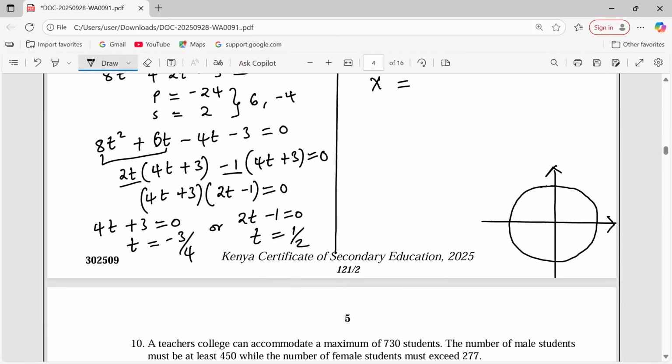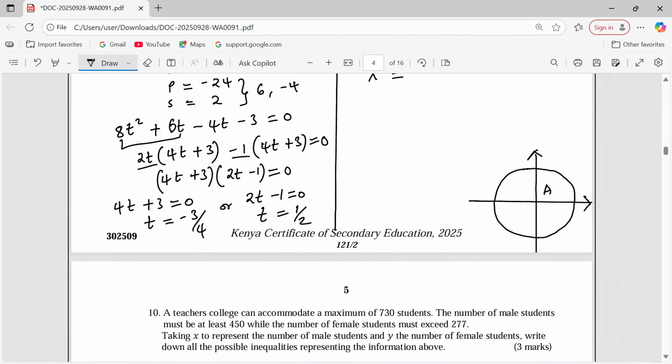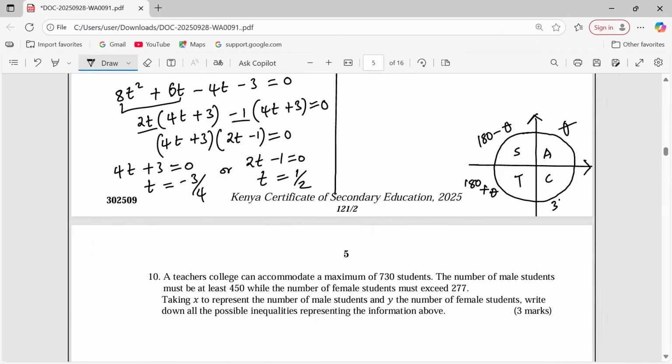Those are 4 quadrants. In the first quadrant, all the trigonometric ratios are positive, and we measure the angle as theta. In the second, it's only sine that is positive, and we get the angle by taking 180 minus theta. In the third, it's only tangent that is positive, and we get the angle 180 plus theta. And finally, cosine is the only trigonometric ratio that is positive in the fourth quadrant, and we get the angle by 360 minus theta.